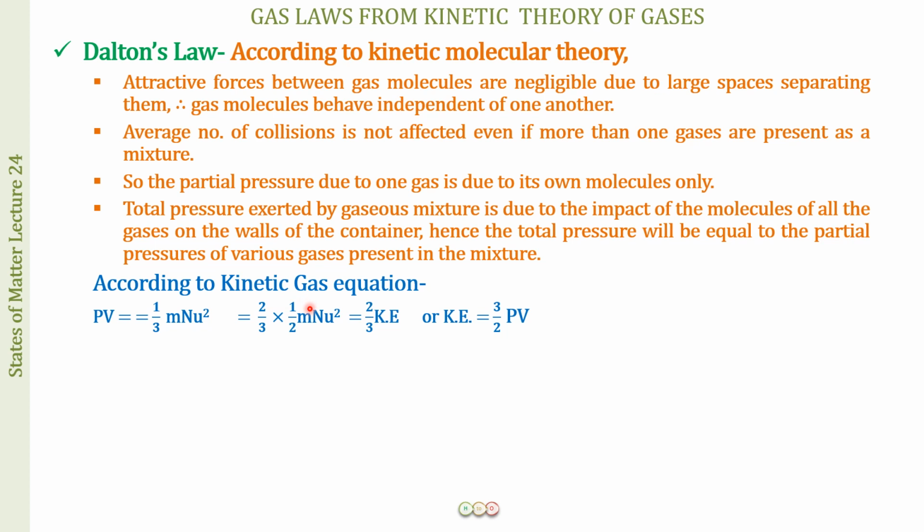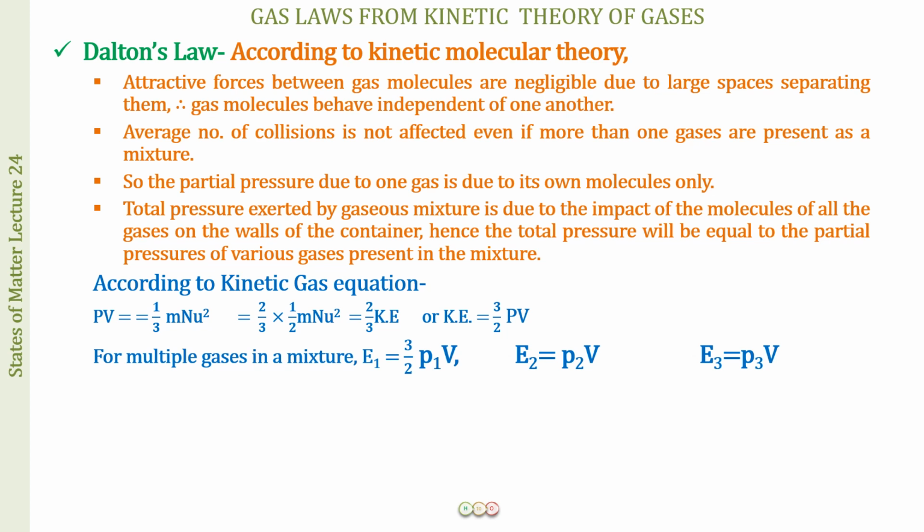When you multiply and divide it by 2, you get this equal to 2/3 of the kinetic energy, or we can say that the kinetic energy is equal to 3/2 of PV. For multiple gases in a mixture, the kinetic energy of one gas, E1, is equal to 3/2 P1, the pressure exerted by this gas, into the volume, because each gas occupies the whole volume that is available to it. Similarly, for the next gas, E2 is equal to 3/2 P2 into V, and P2 is the partial pressure exerted by gas 2. Similarly, for gas 3, the kinetic energy E3 is equal to 3/2 P3 into V.